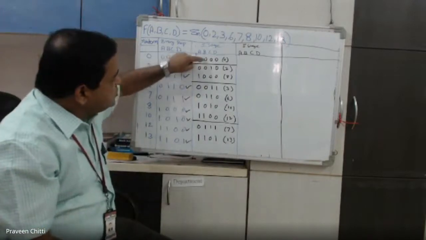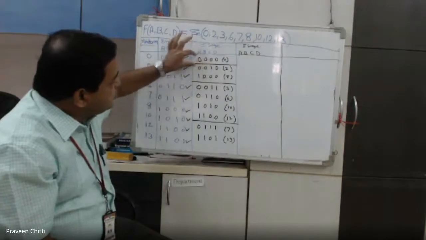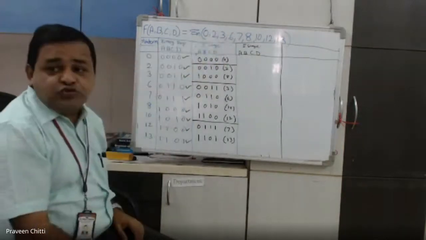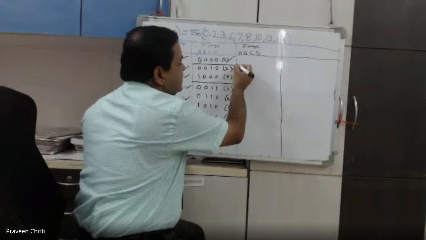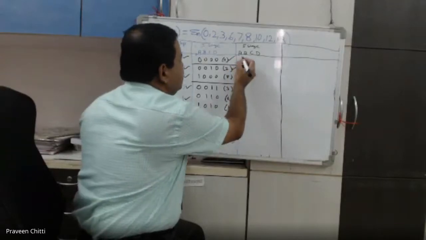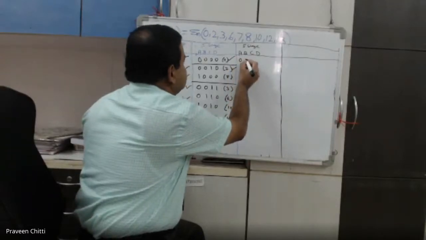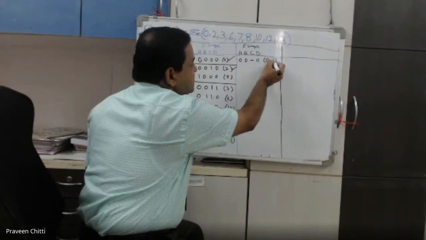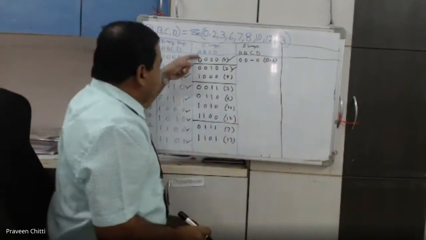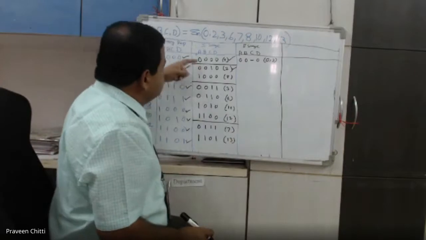Here it is 0, 0, 0, 0, 0, 1, 0, 0. So how many bits are changing in 0 and 2? One bit is changing. So what should I write here? 0, 0, dash. You should put a tick mark here. 0 and 2 should be combined and written as 0, 0, dash, 0. And inside the bracket, you should write 0, comma 2. Now check whether we can combine 0 and 8 also.